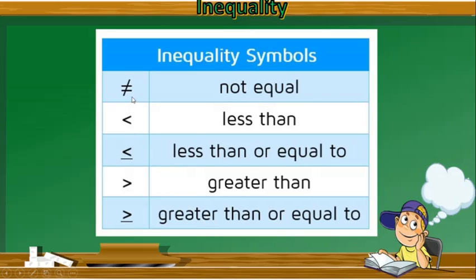This one is what we call the not equal sign or symbol. This one is less than. This one is less than or equal to. And this one is greater than, and the last one is greater than or equal to. So these are the common symbols you will encounter when you solve inequality problems.